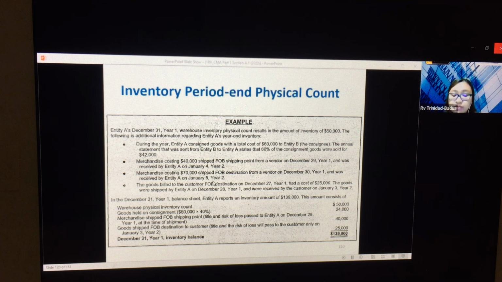You have to add the cost of 25,000. And so as of December 31, year 1, your inventory balance must be 139,000. So ang hindi mo lang sinama dito is yung third bullet, no, yung 70,000, tsaka yung sold portion of the consigned goods. Okay.